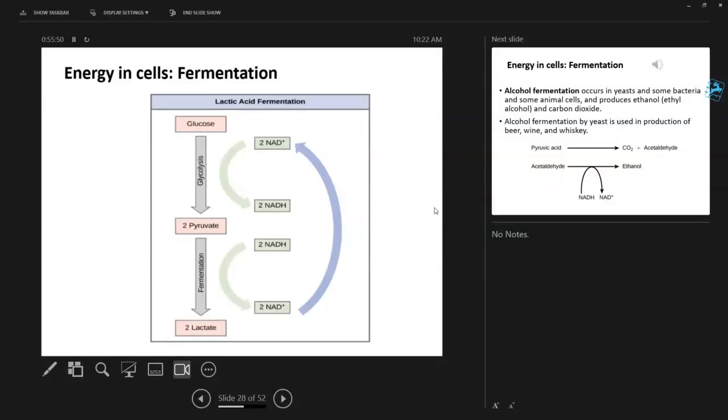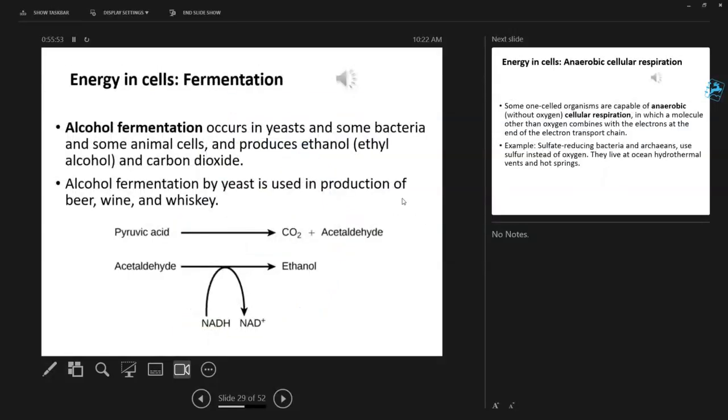And some bacteria and also yeast do this kind of alcohol fermentation. It's called that because ethyl alcohol or ethanol is a byproduct or waste product of this, along with carbon dioxide. So this is used for making beer and wine and alcohol. Along with the yeast that you put in that mix, you have to put a bunch of sugar in there, because that's food for the yeast to break down by fermentation.